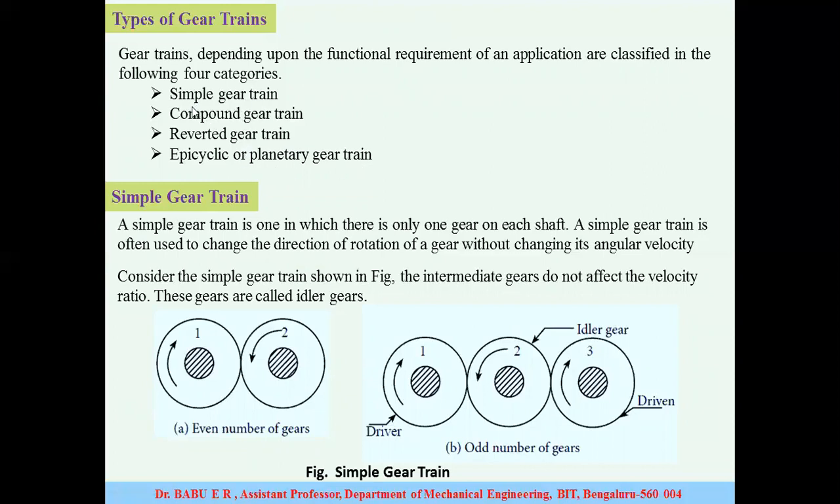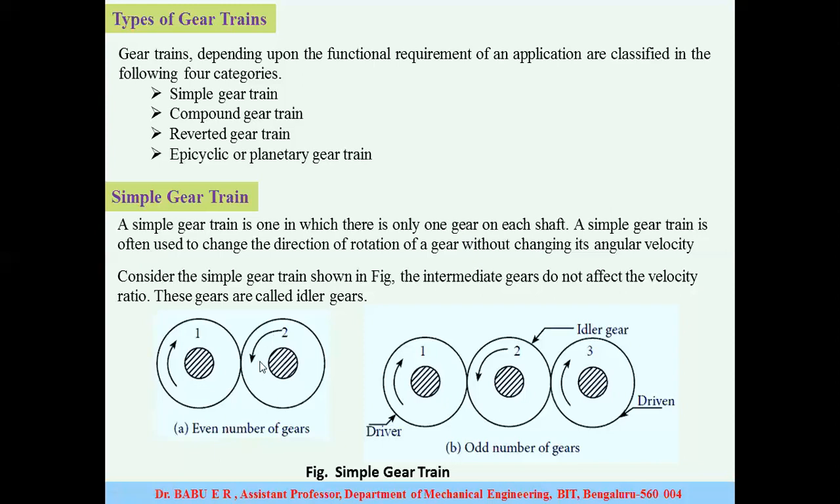Let us take the first one, simple gear train. A simple gear train is one in which there is only one gear on each shaft. Here only one gear is mounted on a shaft. See the example: this is a shaft, and on the shaft a single gear is mounted. This is one more shaft, and only a single gear is mounted. This we call a simple gear train.